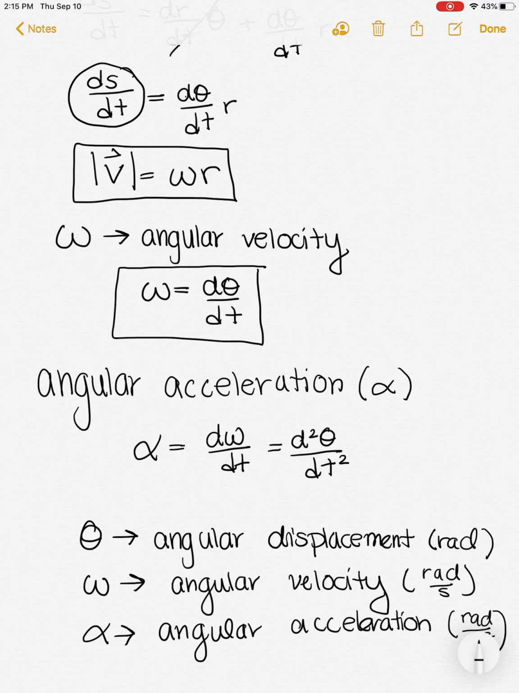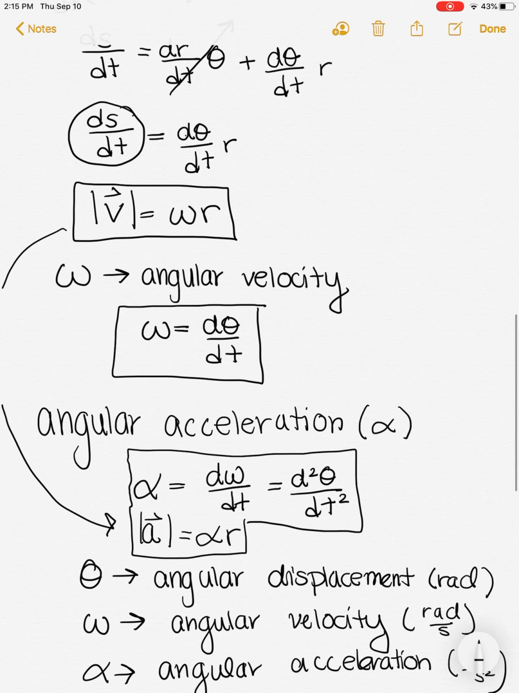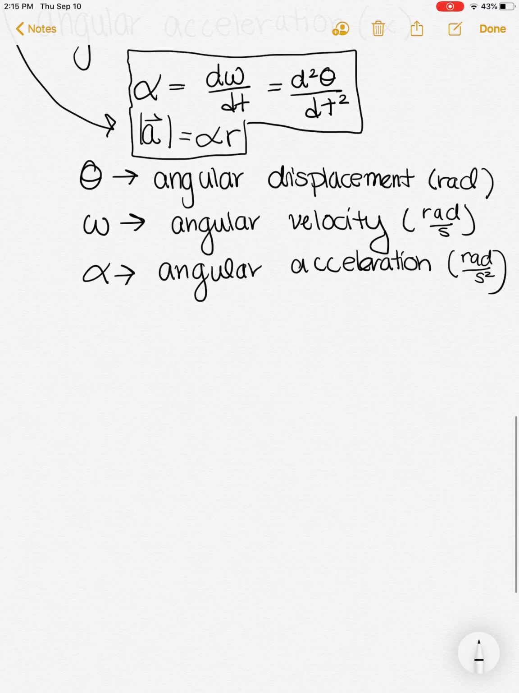And we can also use a similar relationship where if we were to take the derivative of the velocity, we can say that the magnitude of our acceleration is going to be equal to alpha times r. So this is another couple of useful equations in this work. So now let's think back to kinematics.